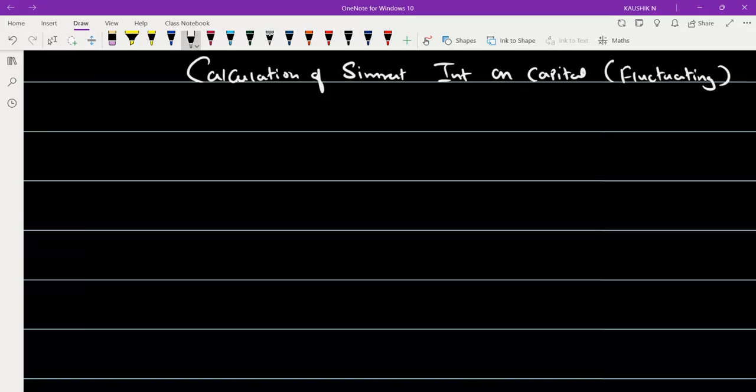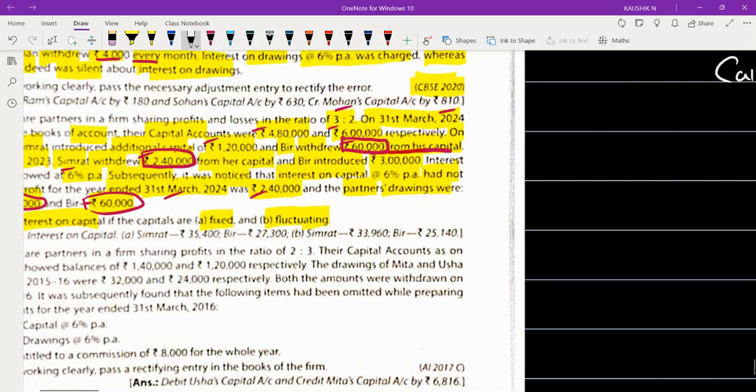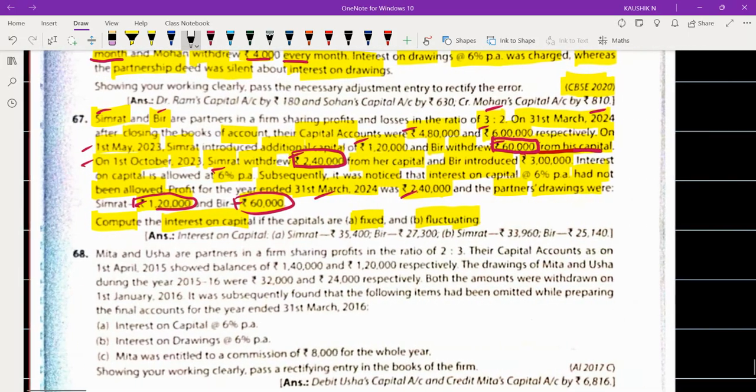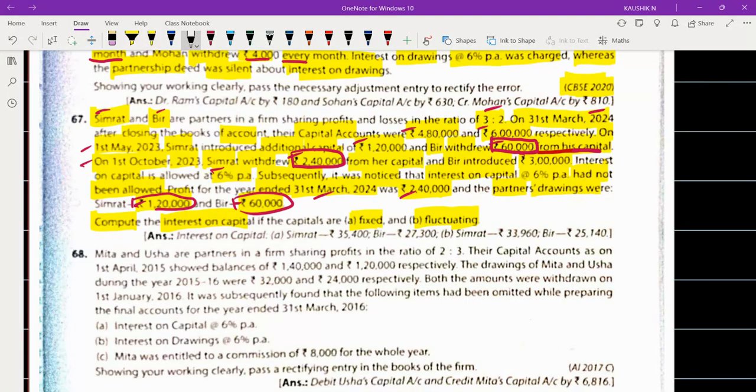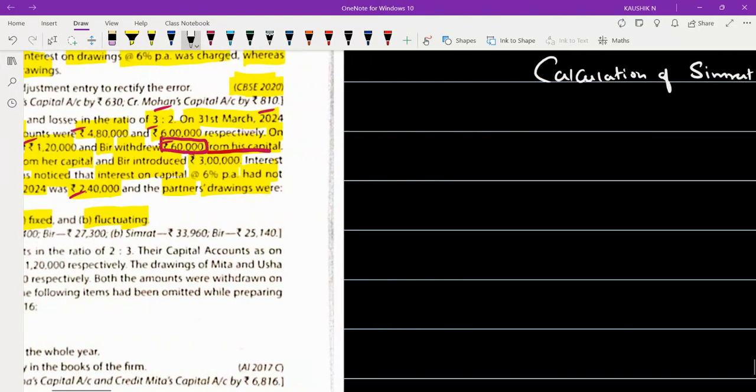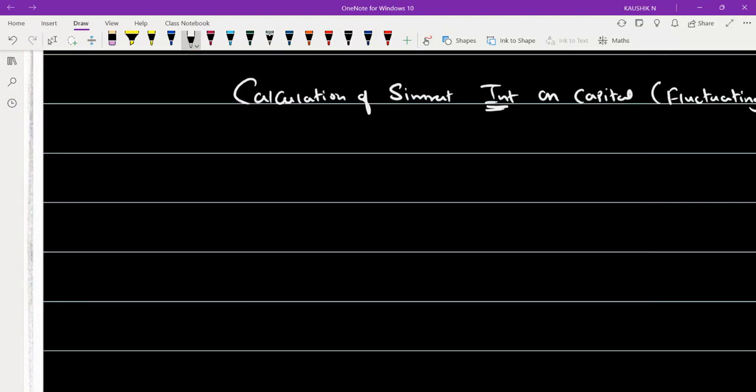Okay. You all know very well that interest on capital will be calculated only on what capital? Opening capital or closing capital? Opening capital. But do we have opening capital in this problem? Do we have opening, what capital we have in this problem? Very good. So with the help of that, we need to do the opening capital. So Simrit's opening capital.